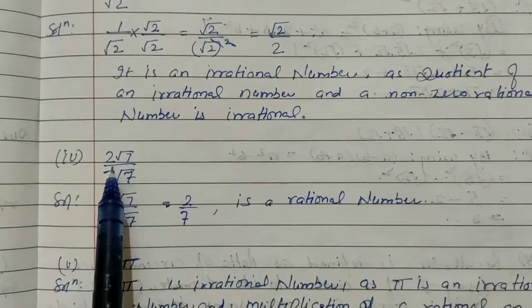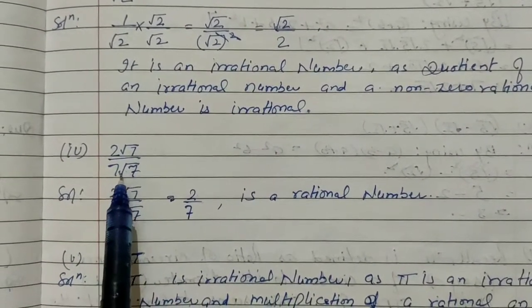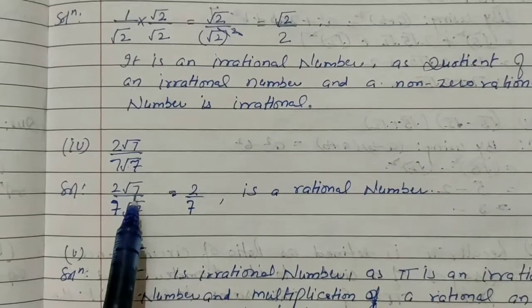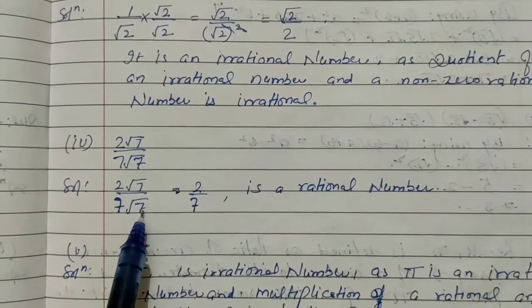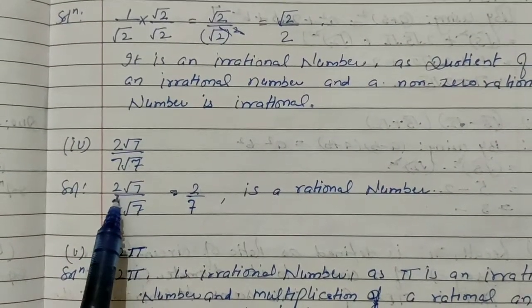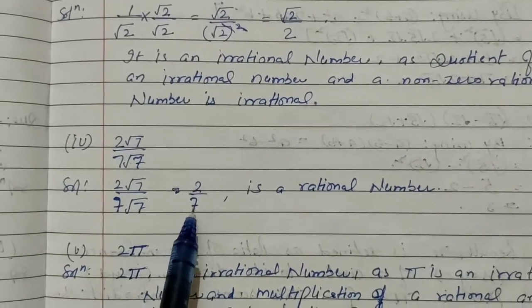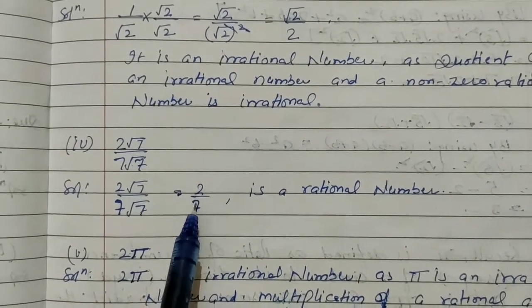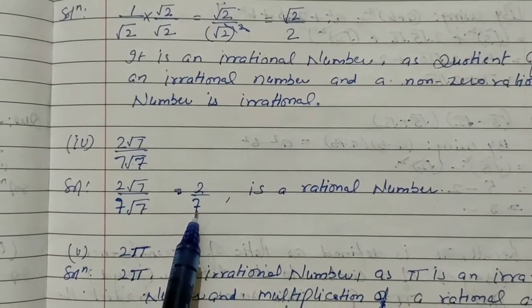In part number 4 we have 2 under root 7 upon 7 under root 7. So you can see under root 7 and under root 7 will be cancelled. So we have the resulting term as 2 by 7. Here you can see 2 and 7 are co-prime to each other.